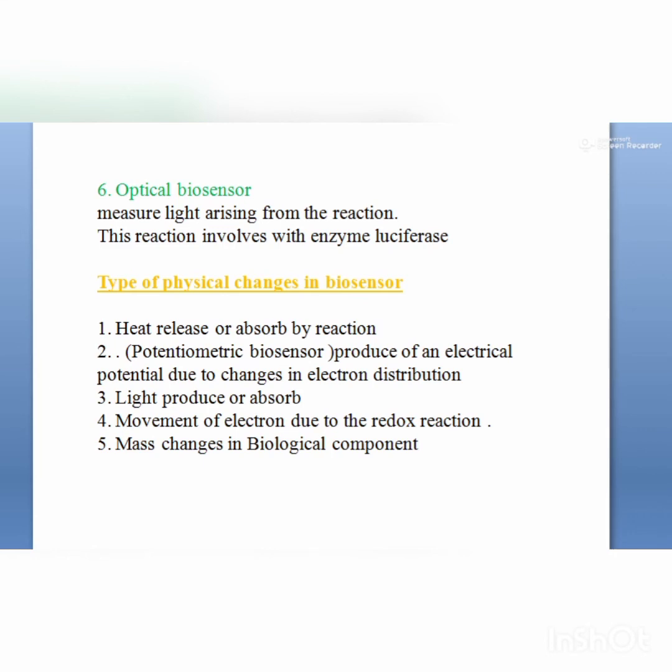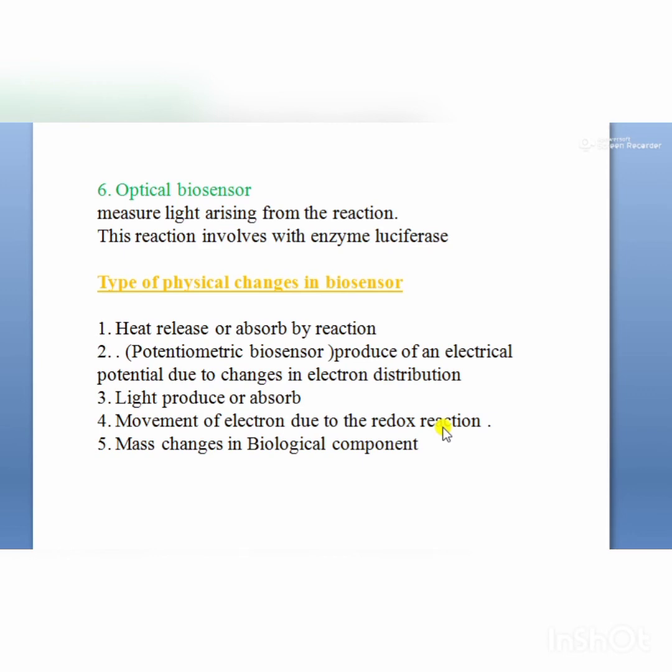And the next one is the potentiometric biosensor. In the potentiometric biosensor, the physical change is the electrical potential due to a change in electrical distribution or electron distribution, right? And the next one is light produced or absorbed. In the case of the optical biosensor, we can see the measure of light arising from the reaction, light produced or absorbed. Next, the movement of electrons due to the redox reaction.